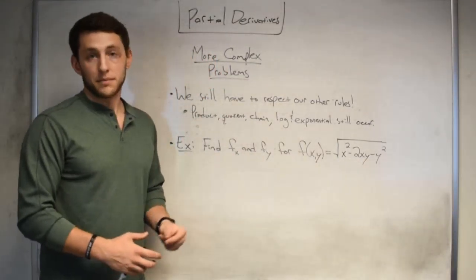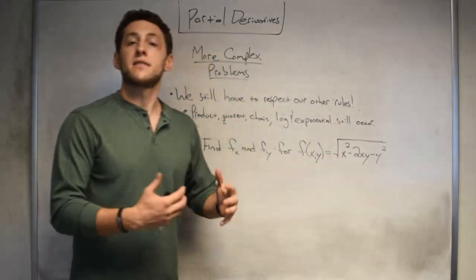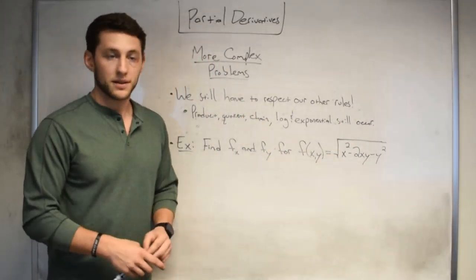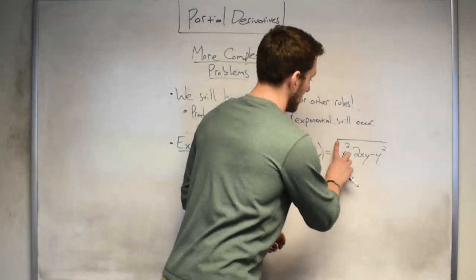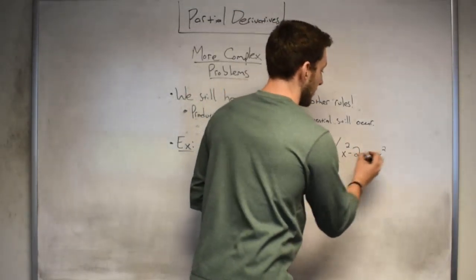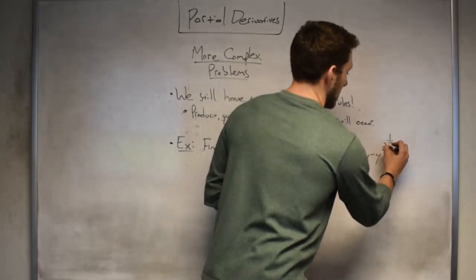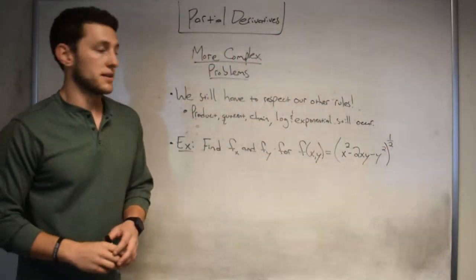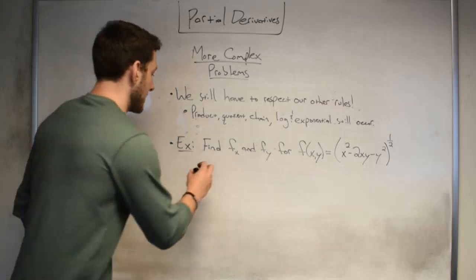Now, this setup, as we have a big square root, is definitely a chain rule scenario. And in fact, we still use the chain rule. The first thing we usually did was convert this to a fractional power, and that does not change. So now let's go ahead and find f sub x.